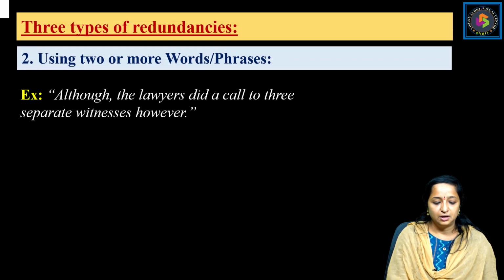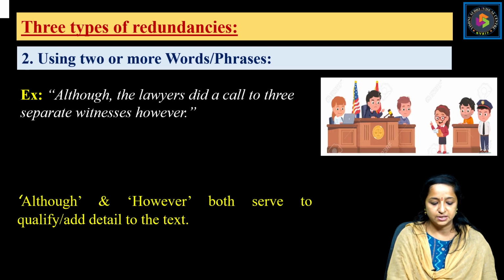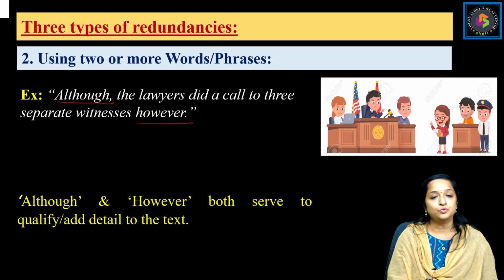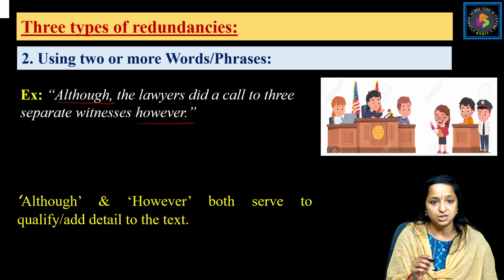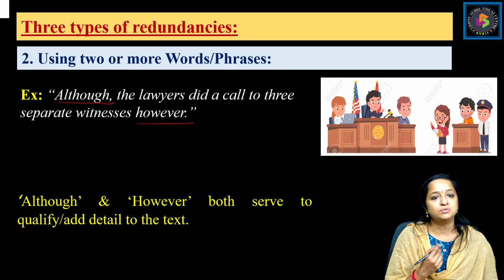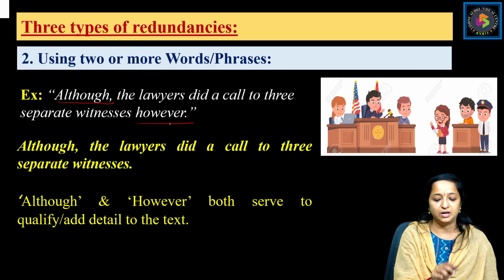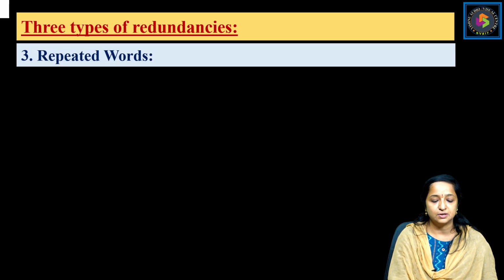Then next example is, although the lawyers did call 3 separate witnesses, however. So here in the sentence, we can see that "although" and "however" represent the same meaning. So instead of using these two, which both perform the same function, they both serve to qualify and add detail to the text. So instead of that, we can remove "however" and we can write, although the lawyers did call 3 separate witnesses.